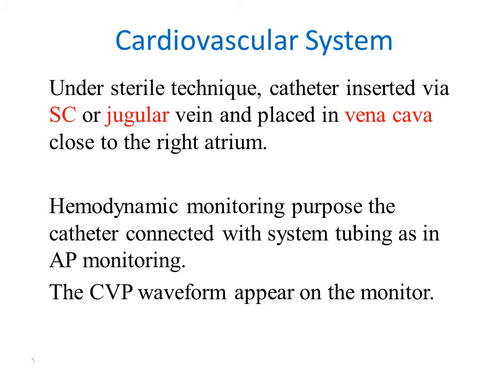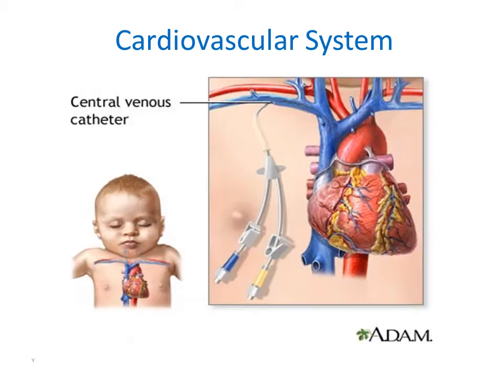Under sterile technique, the catheter is inserted via the subclavian or jugular vein and placed in the vena cava closer to the right atrium, but we do not advance the catheter toward the right atrium. For hemodynamic monitoring, the catheter is connected with the system tubing as in arterial pressure monitoring. Then the central venous pressure waveform will appear on the monitor. It is approximately the same setup we explained in the arterial blood pressure monitoring device.